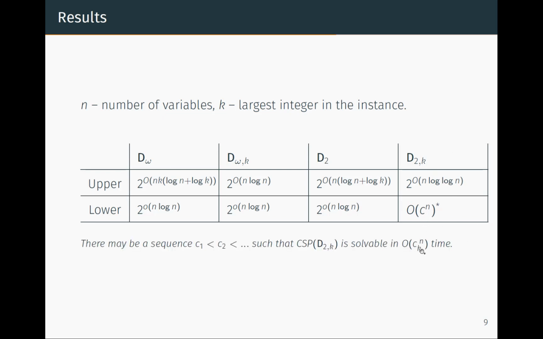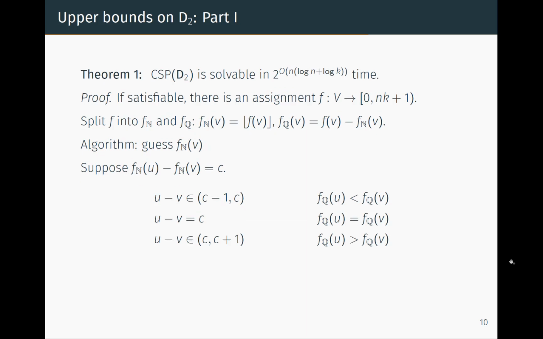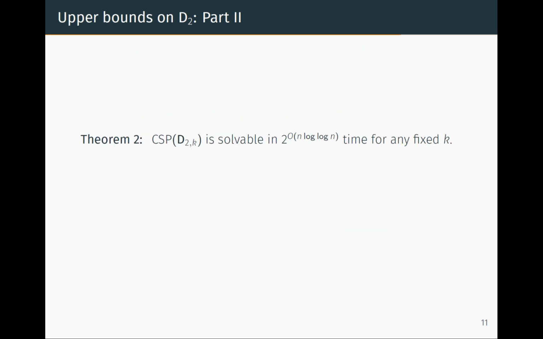So why is this not tight? Because there might be a sequence of increasing numbers, c1, c2, and so forth, such that CSP D2k is solvable in ck to the n time. So there still might be single exponential time algorithms for each specific k, but we know that this sequence will be increasing. I won't be able to go over all selected proofs, but let's look at one of them.